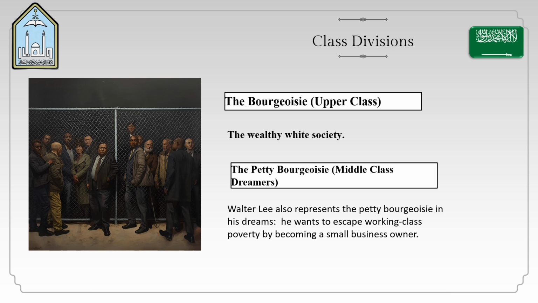So Walter dreams of owning a liquor store, believing ownership equals what? Freedom. However, when he loses the investment money, Hansberry shows that individual ambition in capitalism often destroys collective family security. So, from a Marxist view, Walter's dream exposes the illusion of capitalism, that hard work automatically leads to what? To success. He learns that real power is not in money, but in unity and self respect.